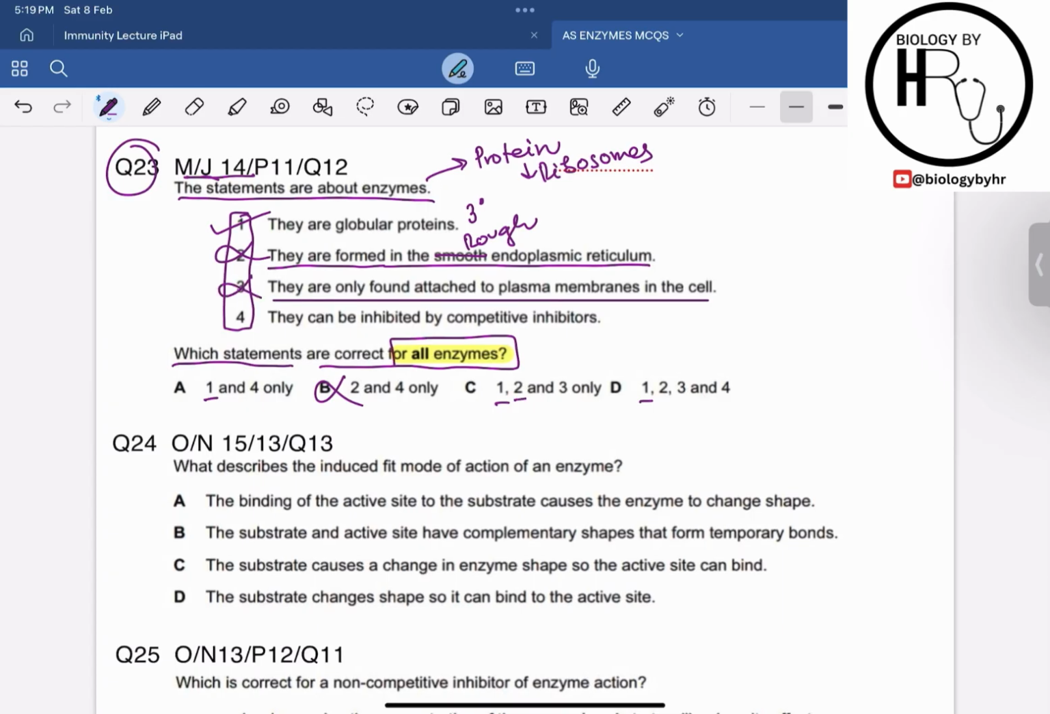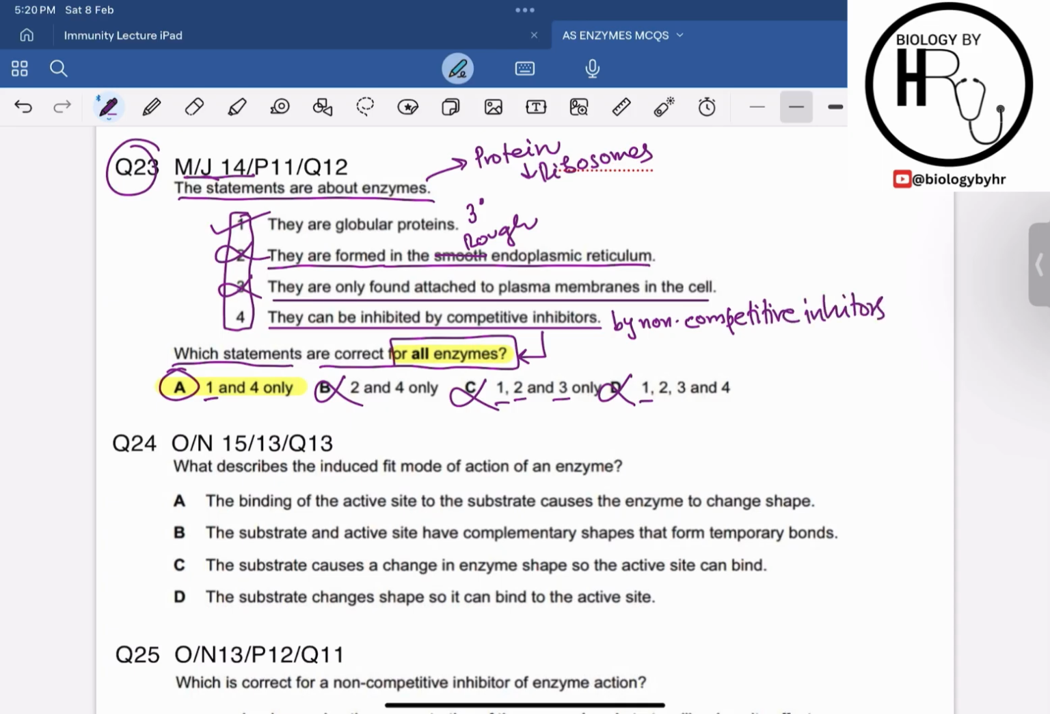Now statements 2 and 3 are incorrect, so let's eliminate C over here as well, and let's eliminate D as well. So I think we have an obvious answer, which is A, 1 and 4 only. Now the fourth statement is a little contradictory: it says they can be inhibited by competitive inhibitors, and in the question they are saying that some of the enzymes can be inhibited by non-competitive inhibitors as well, right?